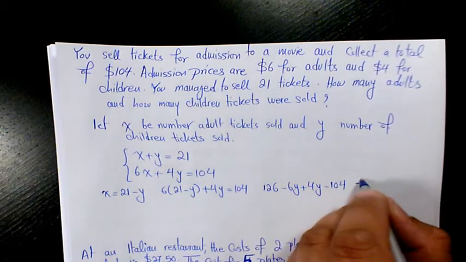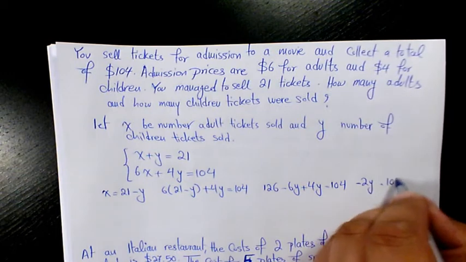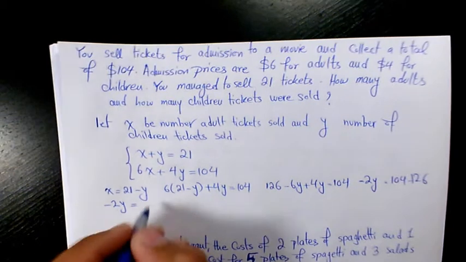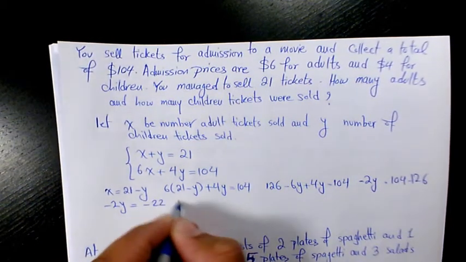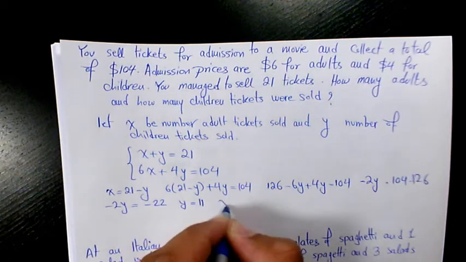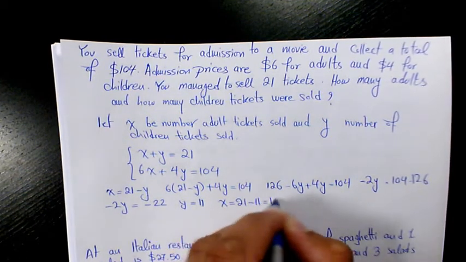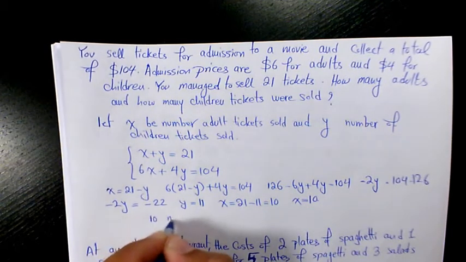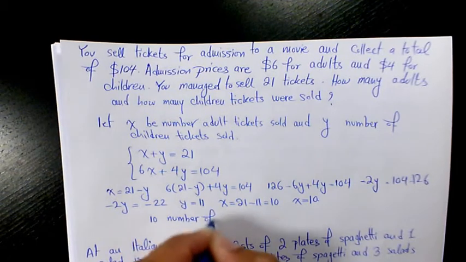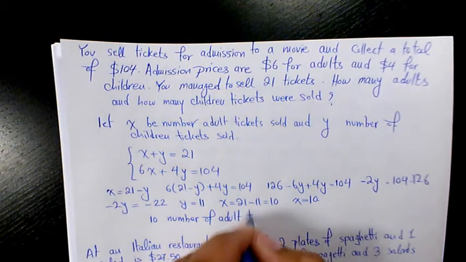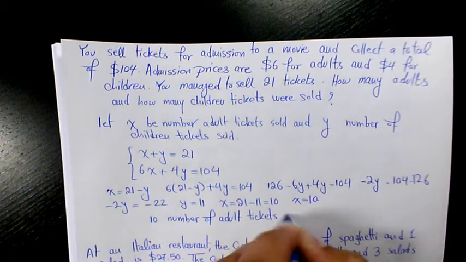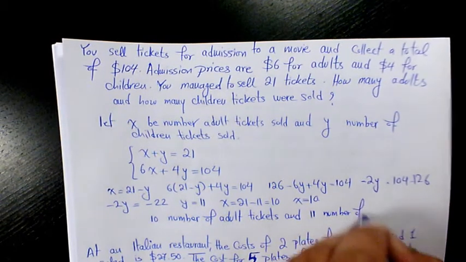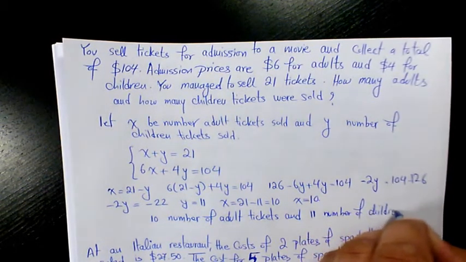So we have negative 2y equals to 104 minus 126. So negative 2y will be equal to negative 22. So y will be 11 and x will be 21 minus 11, which is 10. So x is 10. So 10 adult tickets and 11 children tickets.